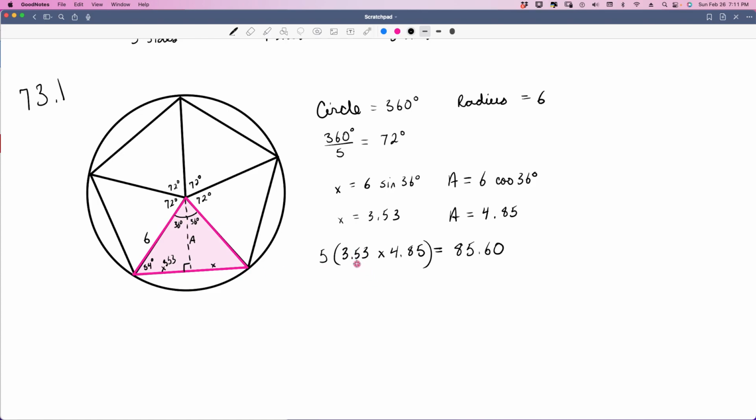So we can just say this half of the base times the height times 5 gives us the area of this regular pentagon, which would be 85.60 units, whatever those units of measure are, whether they're centimeters or meters or inches or feet or yards or whatever it is. So that's how we would do that. So let's do one more practice problem.